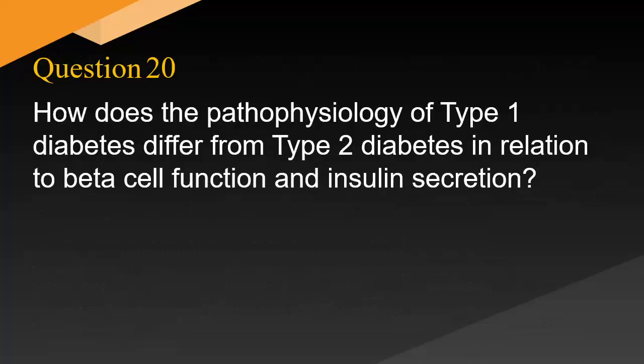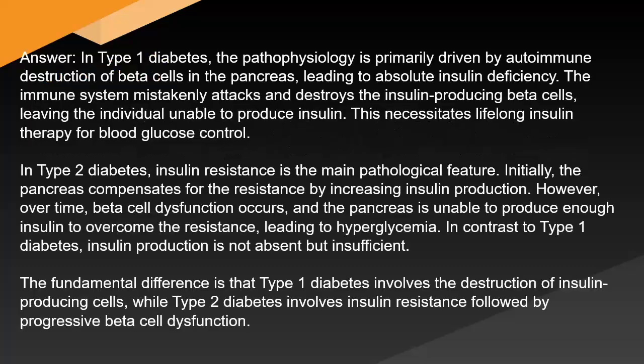How does the pathophysiology of type 1 diabetes differ from type 2 diabetes in relation to beta cell function and insulin secretion? Answer: in type 1 diabetes, the pathophysiology is primarily driven by autoimmune destruction of beta cells in the pancreas, leading to absolute insulin deficiency. The immune system mistakenly attacks and destroys the insulin-producing beta cells, leaving the individual unable to produce insulin. This necessitates lifelong insulin therapy for blood glucose control.